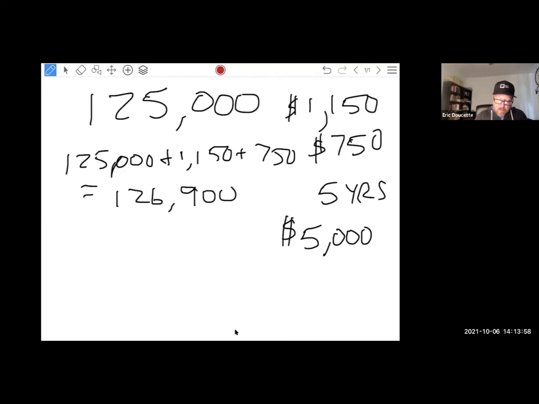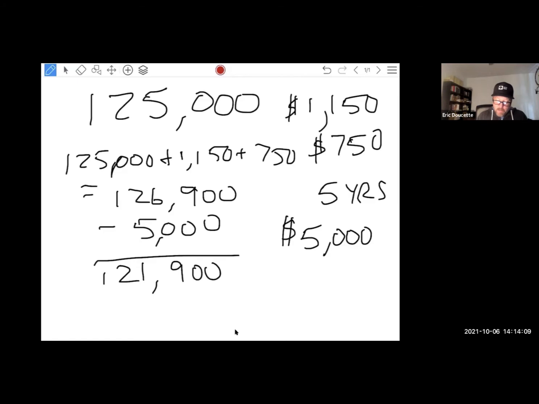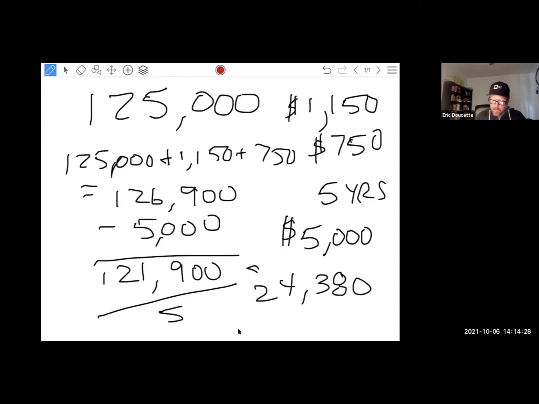126,900, and then you're going to minus the 5,000 from that because that's your residual that you'll have left over. So that comes out to 121,900, and then it said 5 years, so we're going to divide that by 5. That's $24,380 a year that you're going to depreciate that item. So it tells you to create a depreciation schedule, and how you do that, I'll show you in just a second.